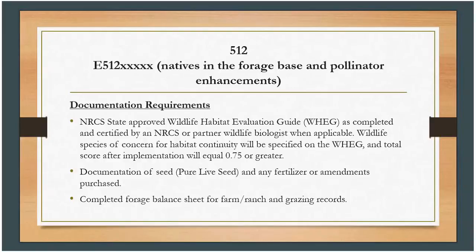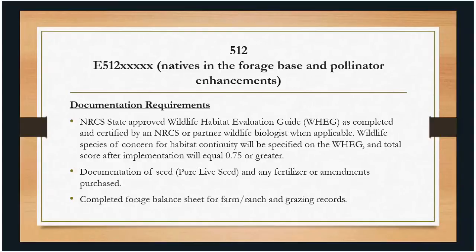Documentation that's required for these enhancements are the state-approved WAG for the pollinator or monarch, certified by an NRCS or partner wildlife biologist, and the after implementation score needs to be equal to or greater than 0.75. There needs to be documentation of the seed and any fertilizer or amendments that are purchased for that enhancement, and there needs to be a forage balance sheet completed for the farm or ranch, and the grazing records.